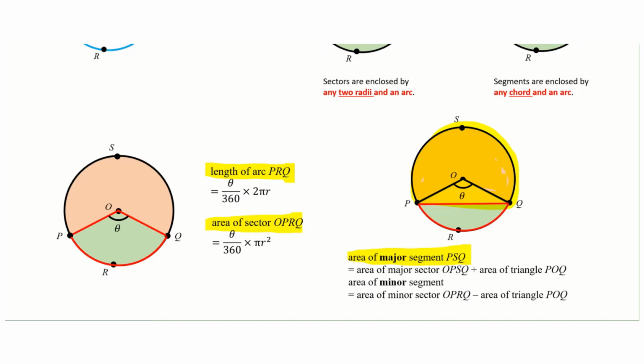And that can be found by considering the area of the major sector plus the area of a triangle. Next, if I were to find the area of a minor segment, which is this area here, we will consider the area of the minor sector OPRQ minus away the area of triangle POQ.